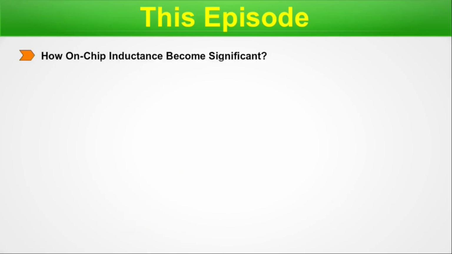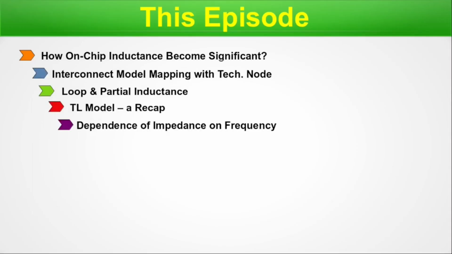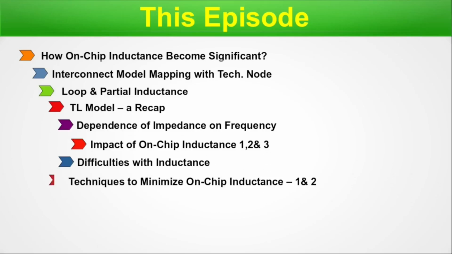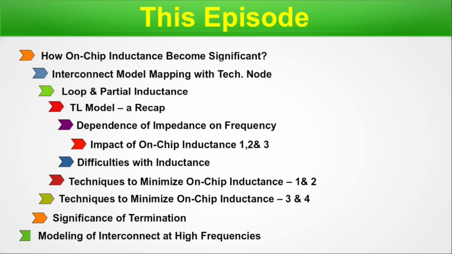So let's take a look at the pointers we are going to discuss in today's episode. First, how on-chip inductance becomes significant. Second, interconnect model mapping with technology node, loop and partial inductance, transmission line model, a small recap, dependence of impedance on frequency, impact of on-chip inductance, first, second and third slide, then difficulties with inductance, then techniques to minimize on-chip inductance, first 2 slides, then techniques to minimize on-chip inductance, more 2 slides, and significance of termination, and finally modeling of interconnect at high frequencies.